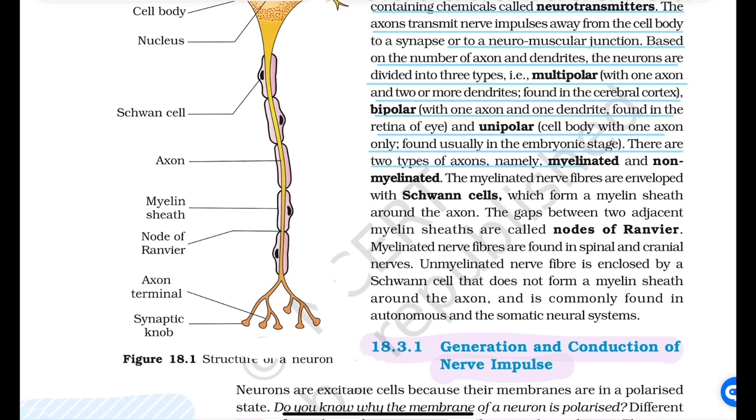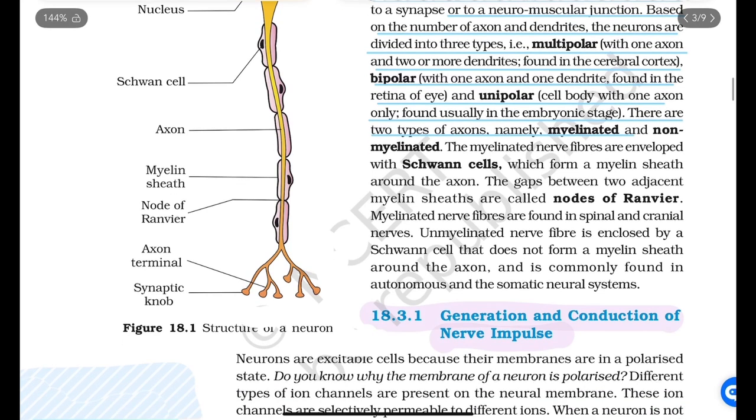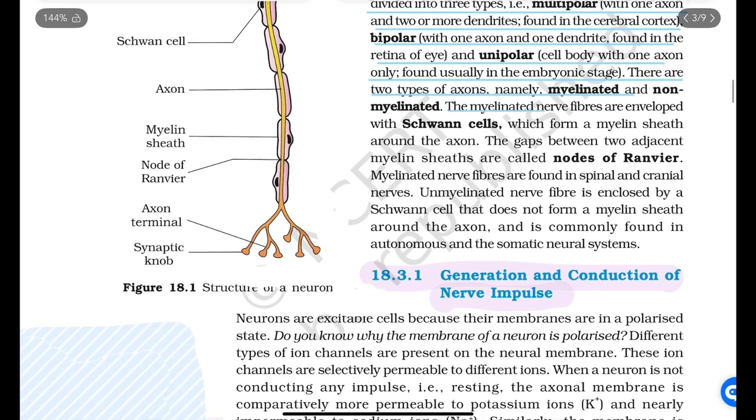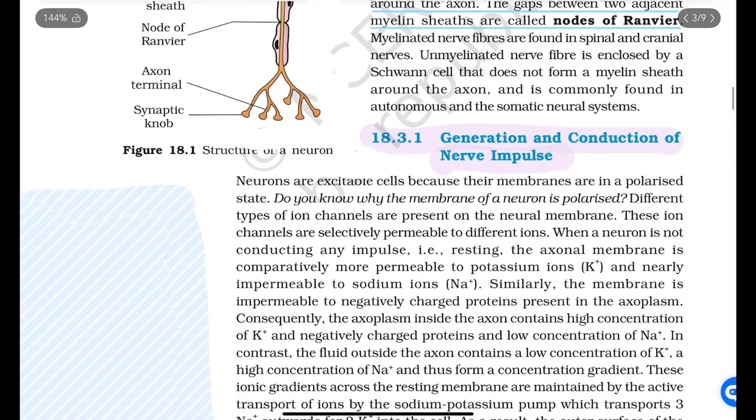There are two types of axon, namely myelinated and non-myelinated. The myelinated nerve fibers are enveloped with Schwann cells, which form a myelin sheath around the axon. The gaps between two adjacent myelin sheaths are called nodes of Ranvier. Myelinated nerve fibers are found in spinal and cranial nerves. Unmyelinated nerve fiber is enclosed by a Schwann cell that does not form a myelin sheath around the axon and is commonly found in autonomic and somatic neural system.